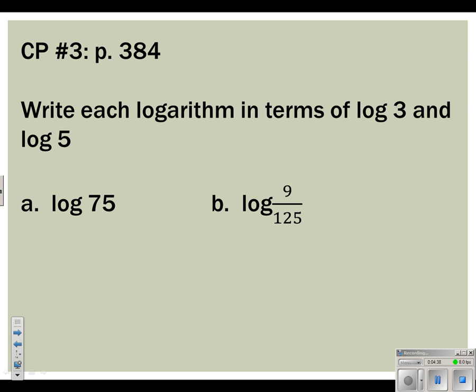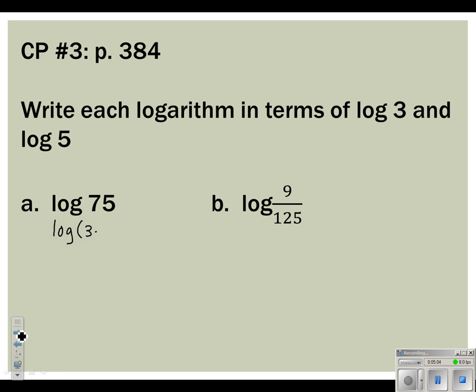So taking a look at this one. All right, so this is one of those cases where using your calculator is not going to help you out here. Write each logarithm in terms of log 3 and log 5. So when we look at example A, log 75, we're going to try to rewrite that number as a combination of 3s and 5s.